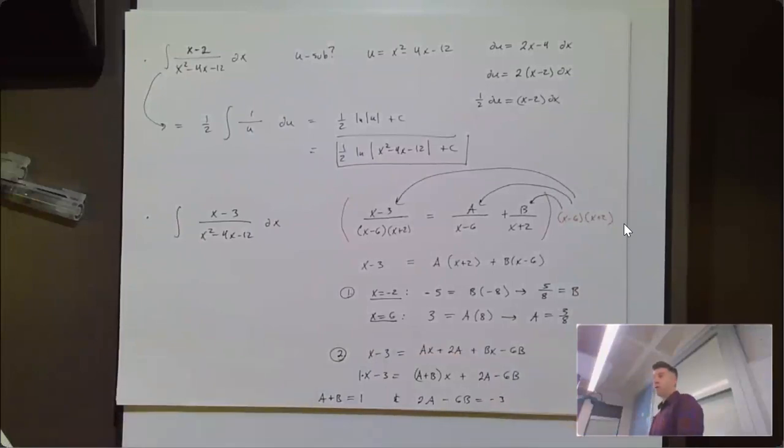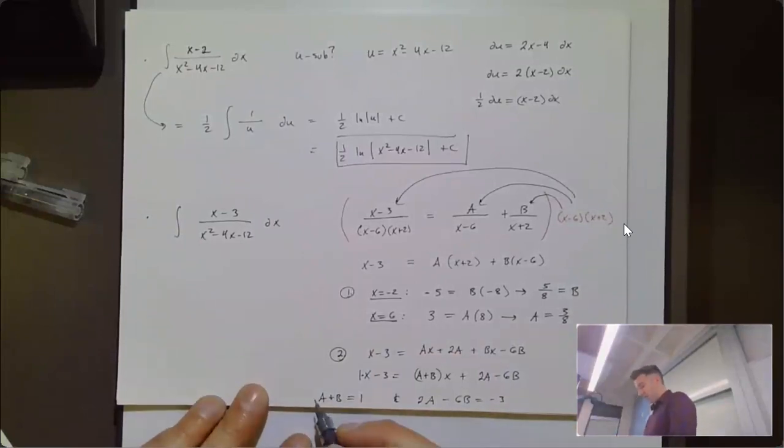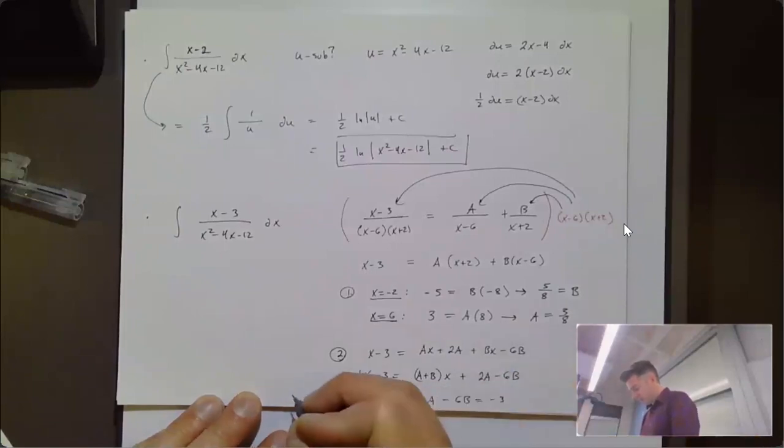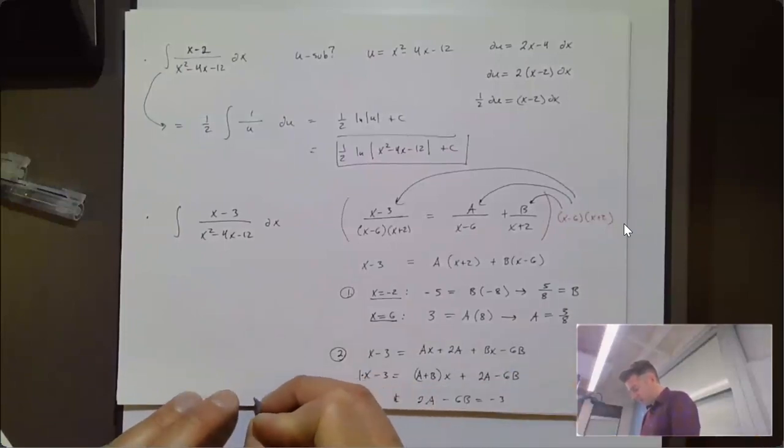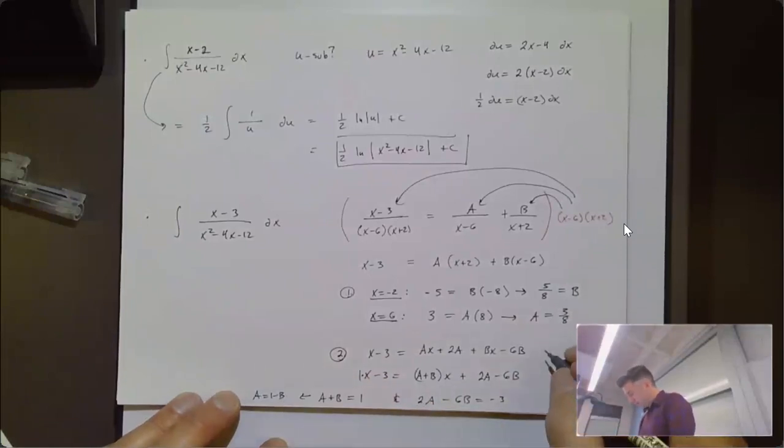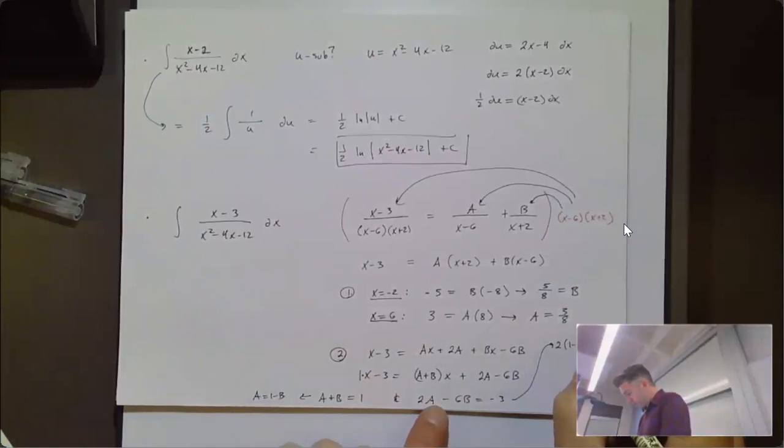This is more work, right? This definitely takes more effort to do. It will get you there. I would probably then solve this. I don't really want to finish this, but I started it, so I should finish it. If I substitute in a equal to 1 minus b, we can plug that in over here and say, okay, 2 times 1 minus b minus 6b equals negative 3.